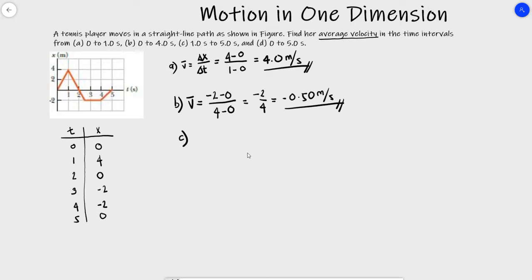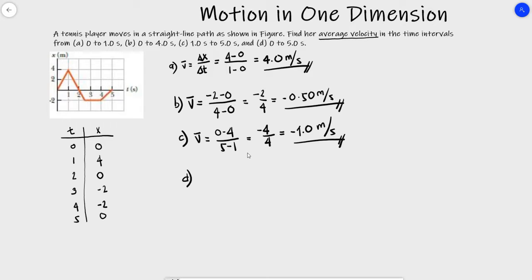For letter C, solution for letter C, getting again the average velocity from 1 to 5. The distance after 5 seconds is 0, and for 1, that is 4. Over 5 minus 1, this is equal to negative 4 over 4. Our final answer here is negative 1.0 meter per second.